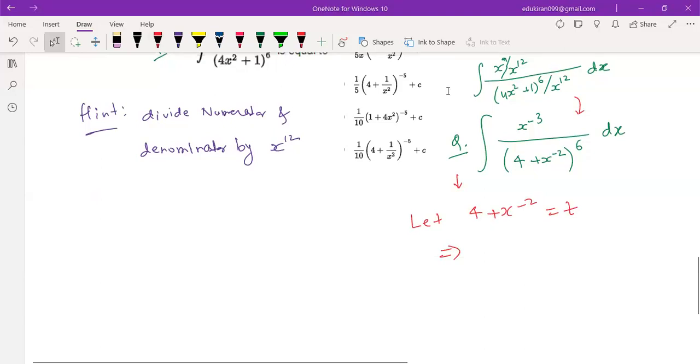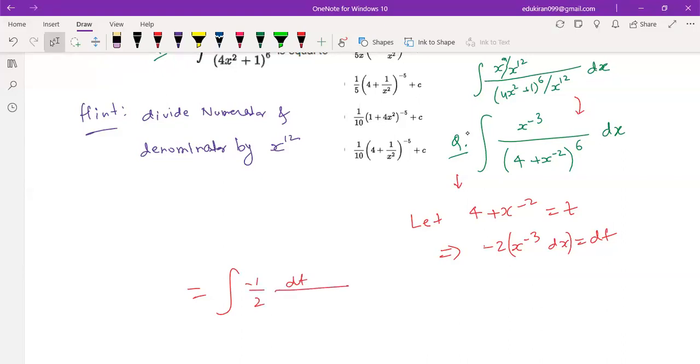Substitution, Shabazz is saying. Yes, sir, Shabazz, correct. Substitution will do 4 plus x to the power minus 2 is t. So minus 2 x to the power minus 3 dx will be equal to dt. So x to the power minus 3 dx will become minus 1 by 2 dt. And 4 plus x to the power minus 2 is t.